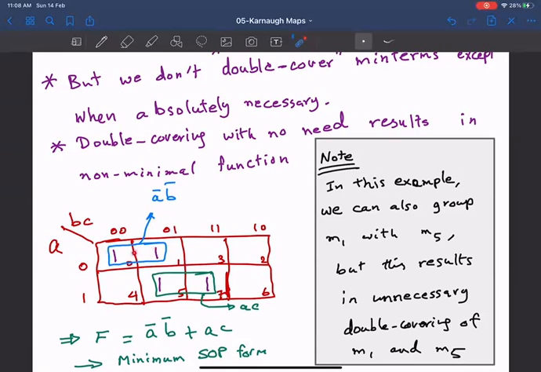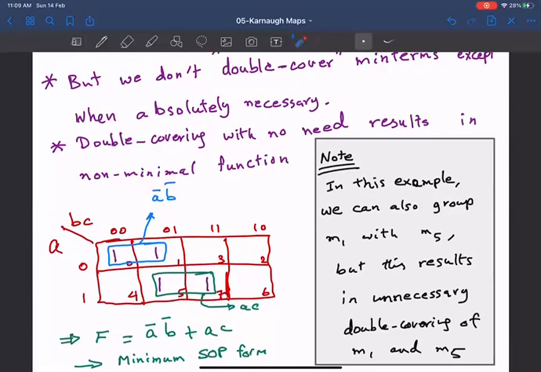So this one here is A complement because A is 0 here, and B complement as well because B is 0 here. For the green box, it is A because A is 1, ANDed with C because C is 1. And B will disappear because it changes from 0 to 1. So my function simply is A complement B complement, ORed with AC. And this is the minimal sum of products.